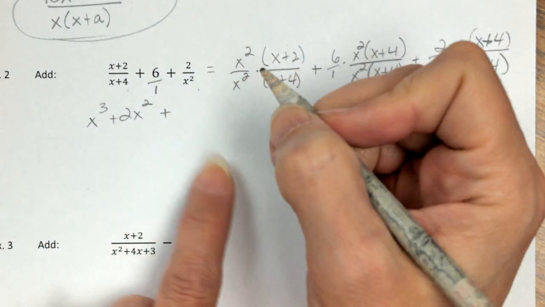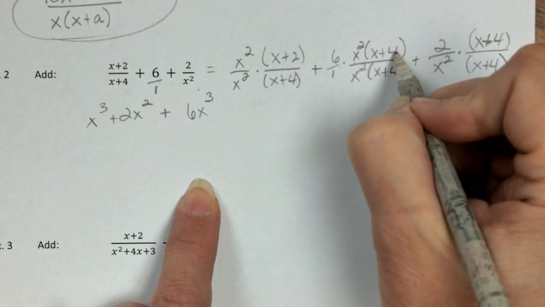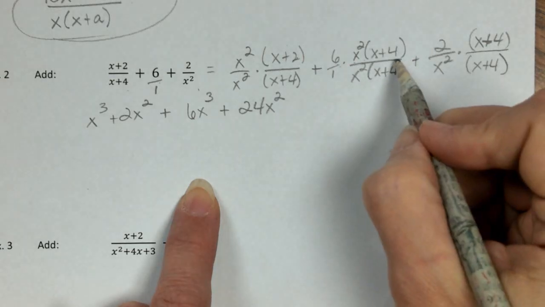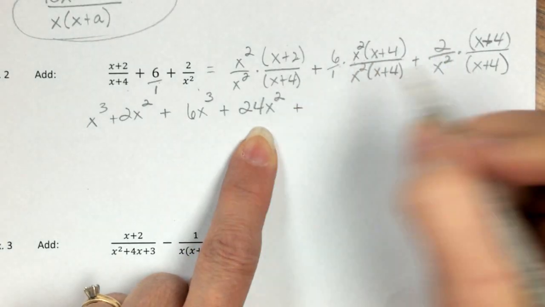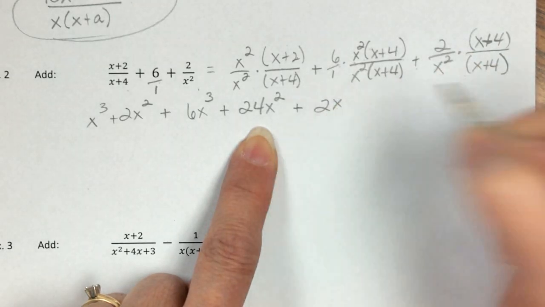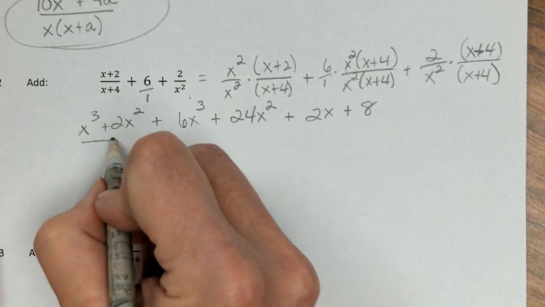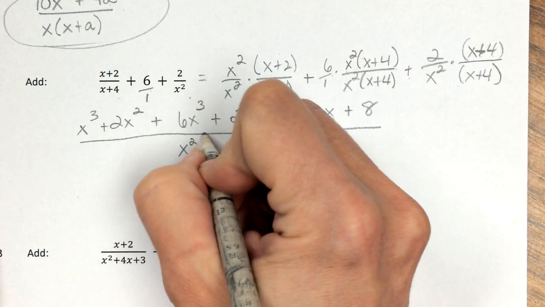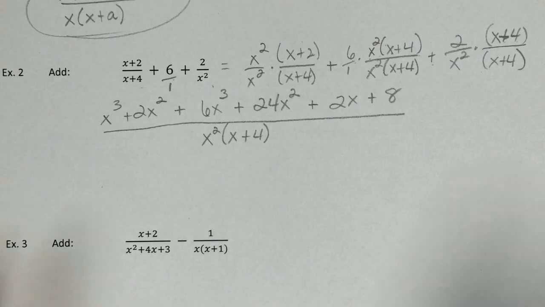plus, now I have 6x squared times x, so that's 6x to the third, and I have 6x squared times 4, so plus 24x squared. So these two are from the middle term. And then plus 2 times x, 2x, plus 2 times 4, so 8. And all of that is over my common denominator of x squared times x plus 4.